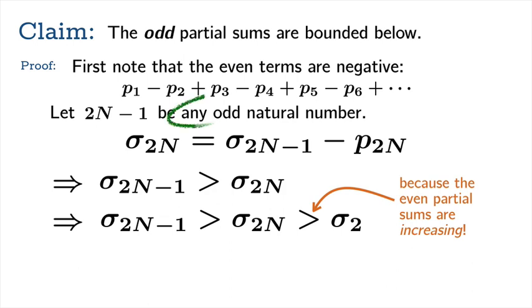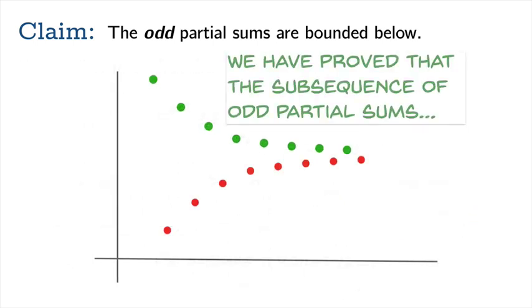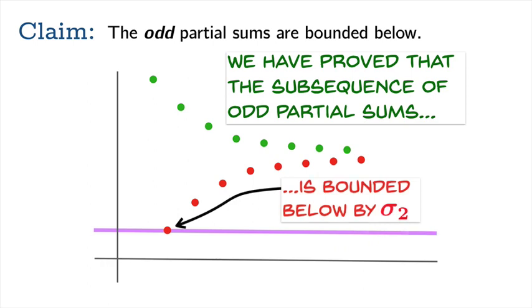So sigma 2 has to be smaller than any other even partial sum you could calculate. And what does that mean? That means because we chose any odd natural number here, we've just proved that all the odd partial sums are greater than sigma 2. So the sequence of odd partial sums is in fact bounded below by sigma 2. And in our picture, it's pretty clear why. You've got your subsequence of odd partial sums, and surely they're all going to be bounded below by this sigma 2. And you could find a better bound, but we don't need a better bound. We just need a bound for the monotone convergence theorem to kick in.